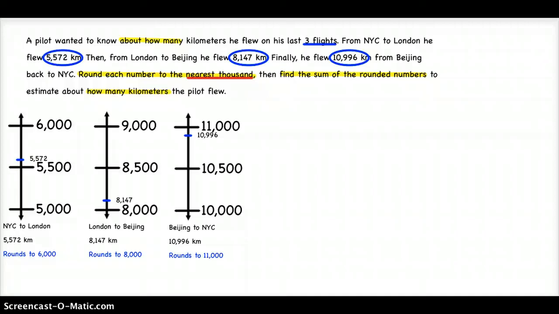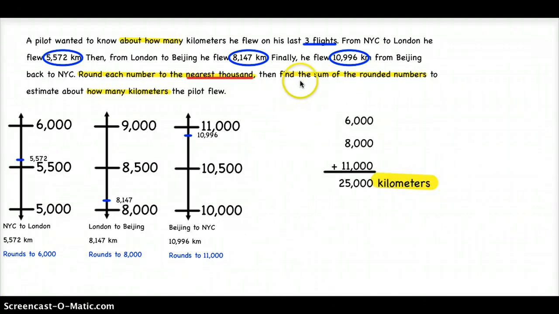Now that I've found the rounded distance for each flight, I'm still not finished. Now I need to find the sum of the rounded numbers. Well, 6,000 was the rounded number for the first flight. 8,000 was the rounded number for the second flight. 11,000 was the rounded number for the third flight. When I add all these 3 distances together, I come up with a sum of 25,000. Don't forget to mark it as kilometers, because that's what we're working with in the word problem.